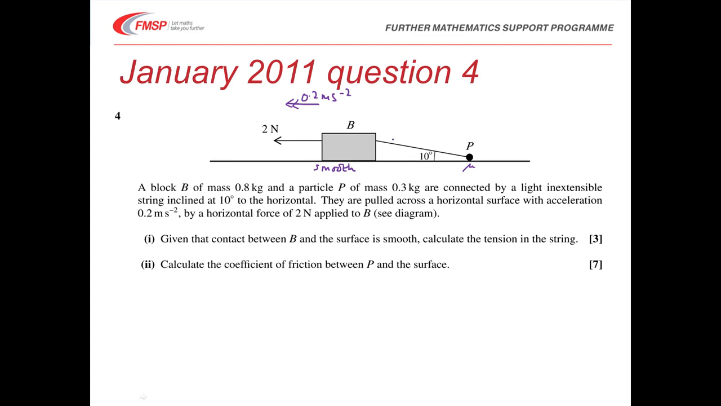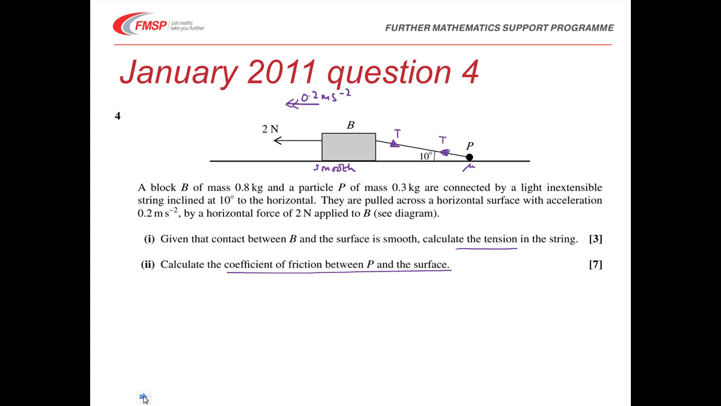Of course, we need to put in tensions in this light inextensible string, one here and one here. Now in a moment I'm going to redraw the diagram so it's easier to put all the components on, but those two tensions are equal and opposite, and both are inclined at that angle of 10 degrees in the string. Okay, I'm going to redraw the diagram, and what we're looking for is, first of all, what's the magnitude of the tension. Once I've found the value of the tension, I'm going to find the coefficient of friction between P and the surface.